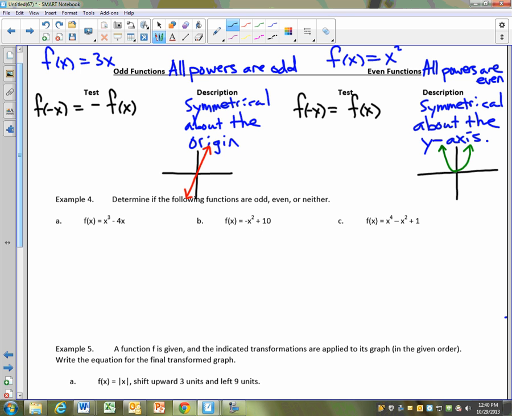So let's try it. Let's try evaluating f of negative x. If I plug in a negative x to this function right up here, I get 3 times negative x. What is 3 times negative x? Negative 3x. Is negative 3x the same as what I started with? No. Does it differ exactly by a factor of negative 1? Yes. So therefore, it is odd.